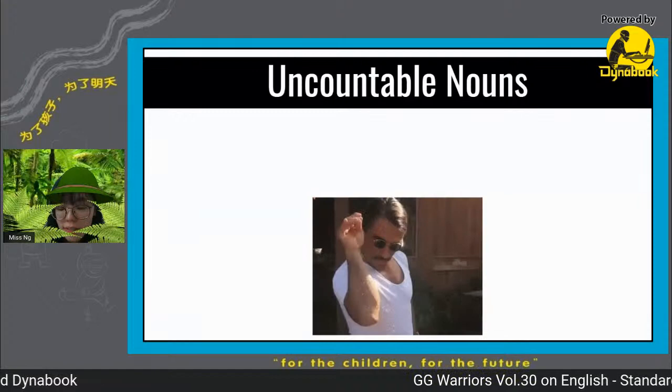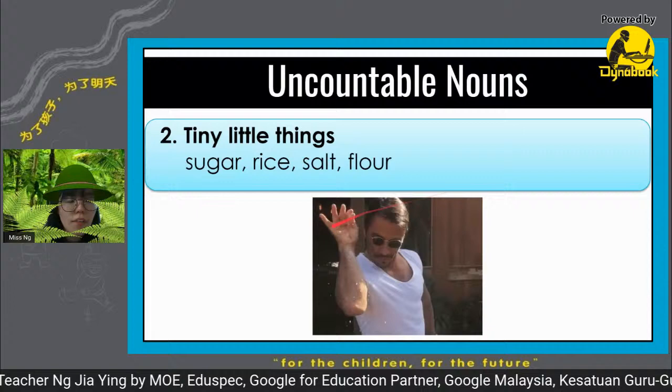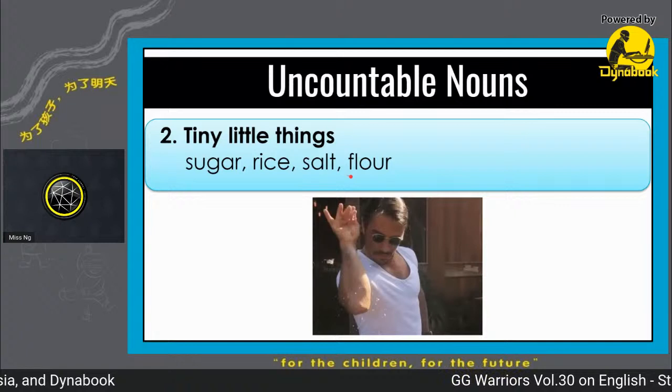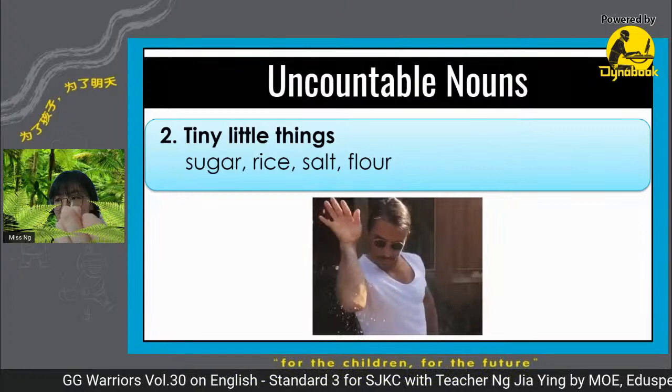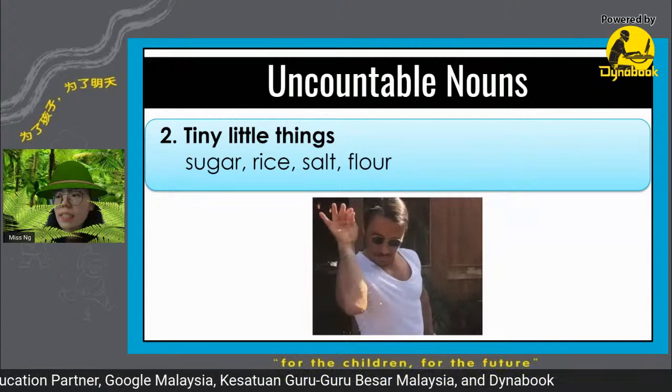So all these tiny little things are very small. Things that are very, very small, we actually cannot count them. Okay, so for example, what do we have here? We have sugar, we have rice. We also have salt, and also we have flour. Okay, just like what I showed you just now, rice. One is too tiny. Can you see this is actually very, very small, okay? So we can't count them. So rice and the other tiny little things are uncountable nouns, okay? So now let's continue with the last one.